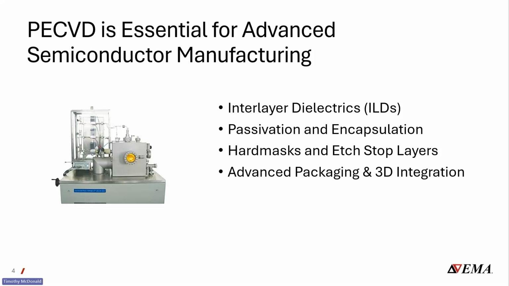Next, we need to think about passivation and encapsulation. SiN and SiO2 and other protective layers are PECVD deposited to protect devices from moisture, ions, and mechanical damage. Hard mask and etch stop layers: PECVD SiN and SiCN layers define etch boundaries and stop layers for dual damascene copper interconnects.